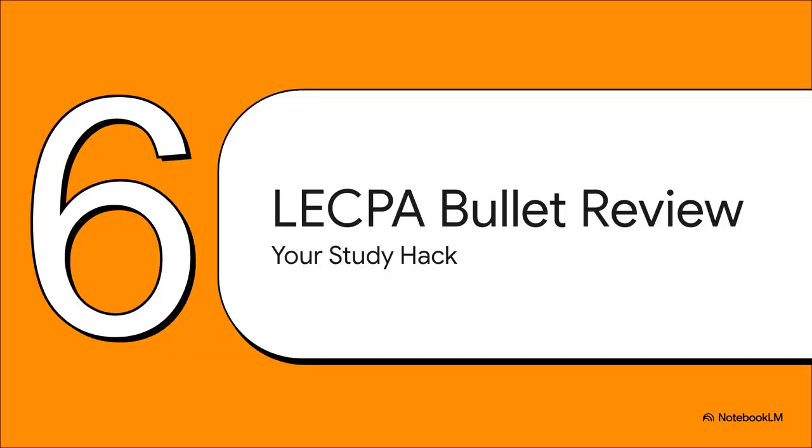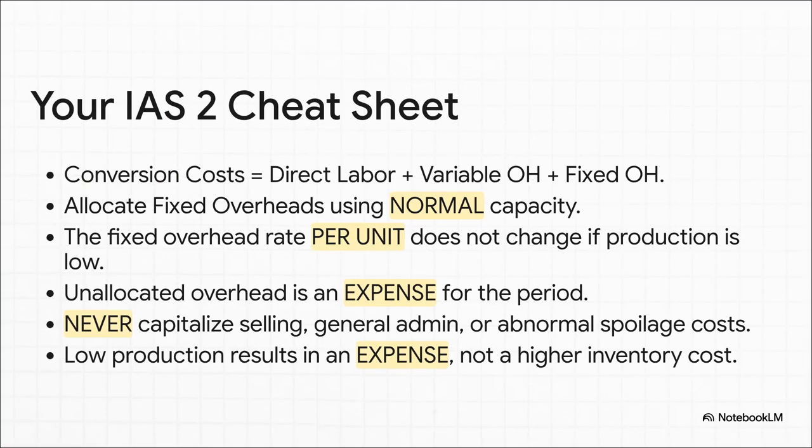All right, it is time for the final sprint. Let's lock this all in with a rapid-fire review. Think of this as your special high-retention study hack, designed specifically for the CPA exam. Okay, get your phones out and screenshot this slide right now, or write these down. These 6 rules are the absolute core principles. If you can burn these into your brain, you will be able to crush almost any manufacturing inventory problem that comes your way. This is your key.